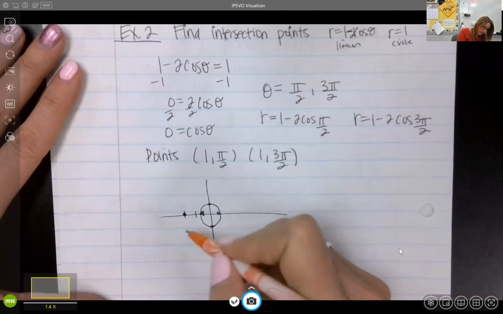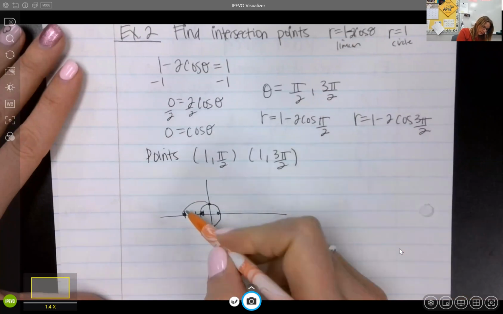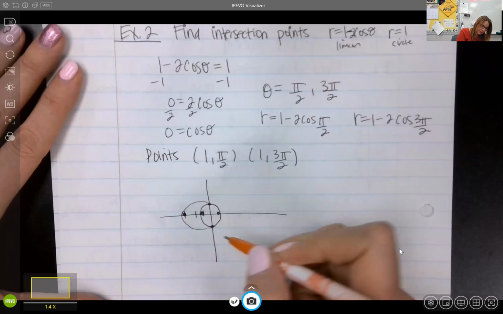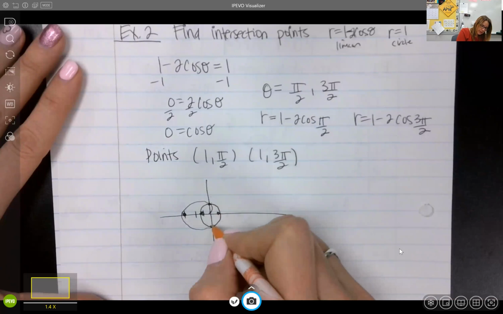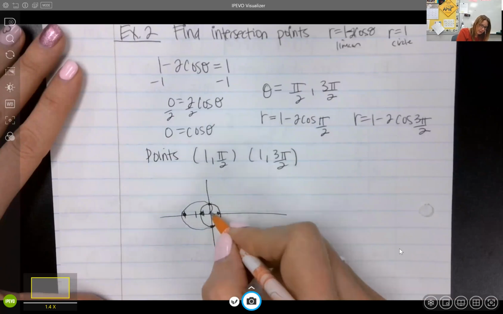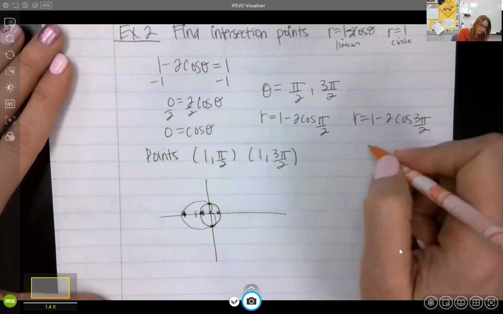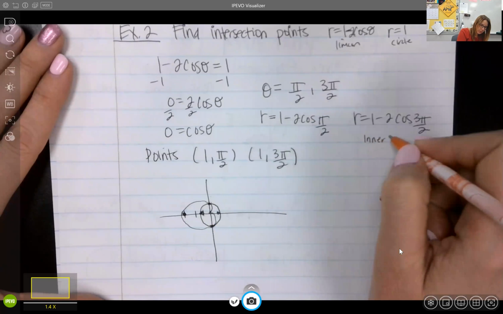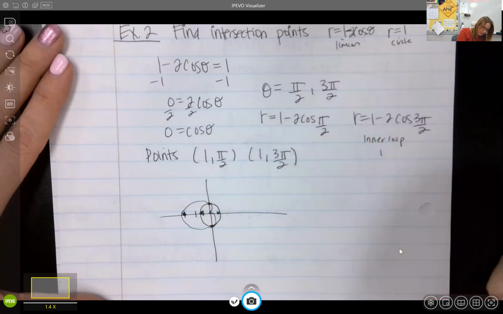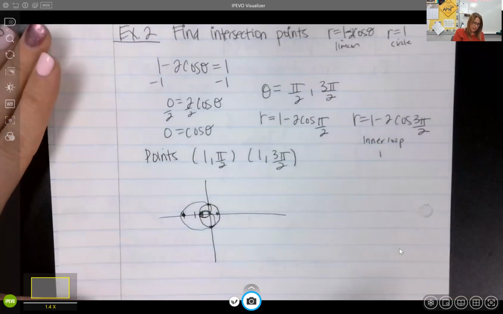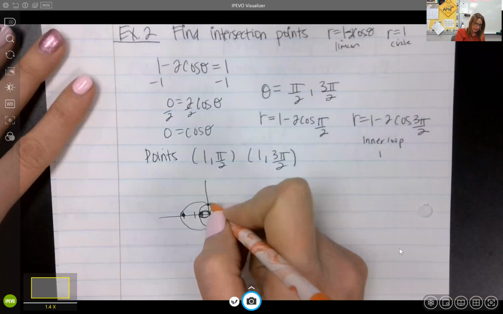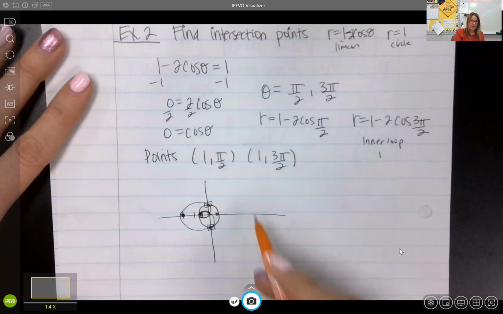And then our limaçon is going to go like this. So we already know they cross here and here. It comes to the pole. And then remember it does that inner loop. And this is a 1, so it's at 1. So I'm going to have a loop right here and a loop right here. So hopefully you can see that they intersect here, and those are the 2 points that I found.